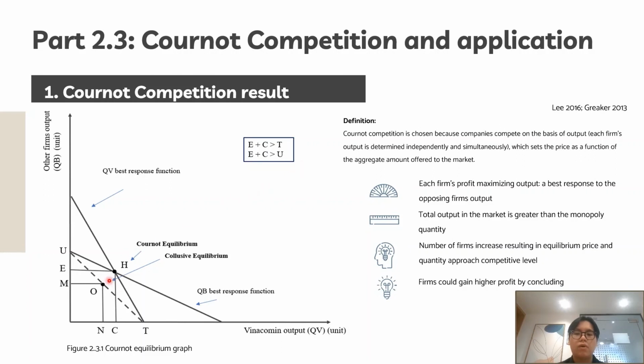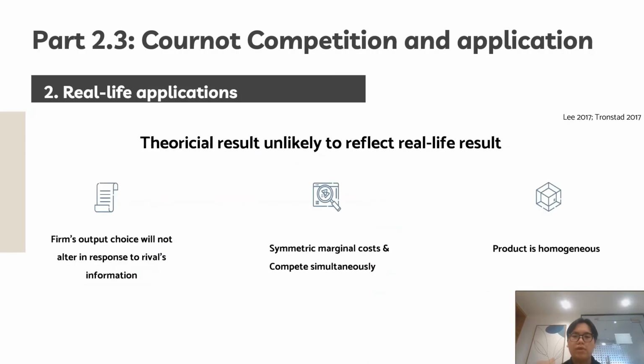Besides, firms could form a cartel to reap a high profit by colluding. However, the theoretical result is unlikely to reflect real life because of three main limitations. Firstly, a firm's output choice will not change based on the information about other firms' choices, but in fact, companies tend to be extremely receptive to rival strategies. Additionally, companies in the real world do not face symmetric MC and compete simultaneously, so the quantity that should be produced to maximize profit will be different.